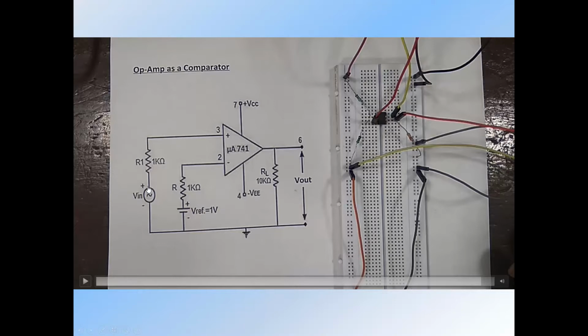Now we also measure input voltage on DSO. For this we have to connect other channel of DSO to input side with this yellow jumper wire.